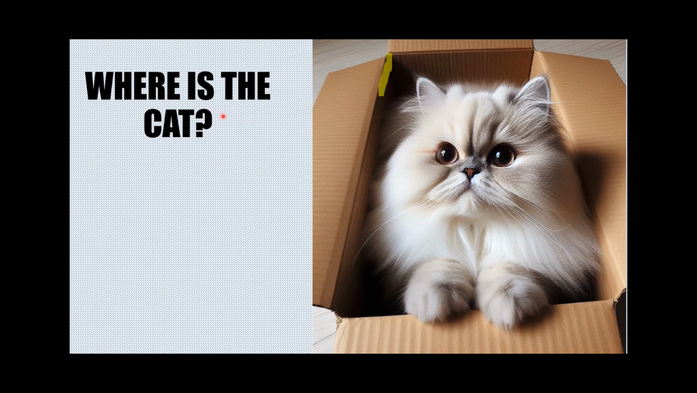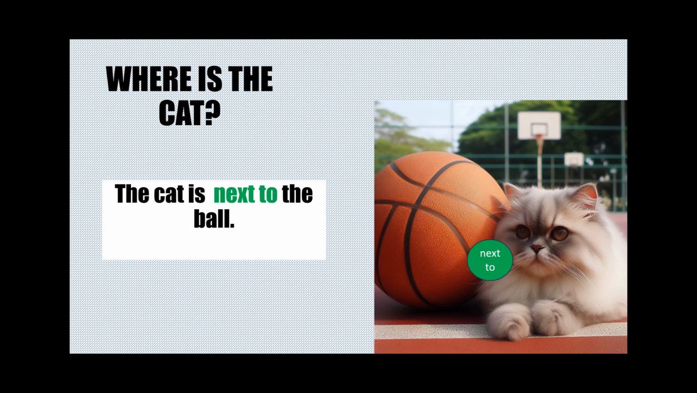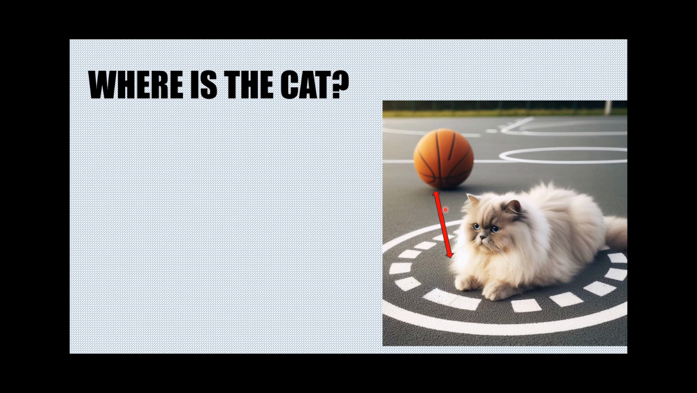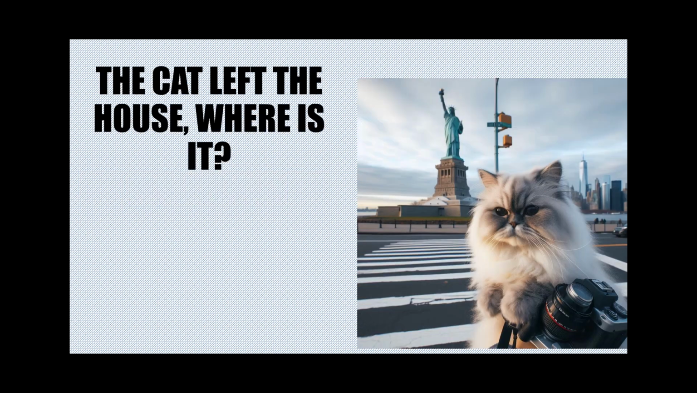Now, where's the cat? It's in the box. The next picture. The cat is next to the ball. However, if the elements are not in contact, we use close to. So the cat is close to the ball.